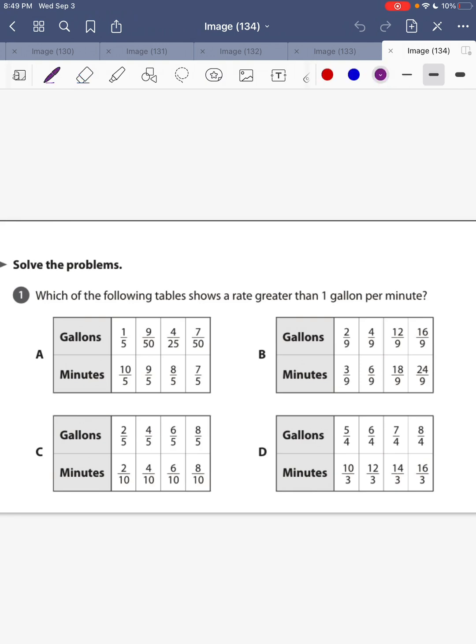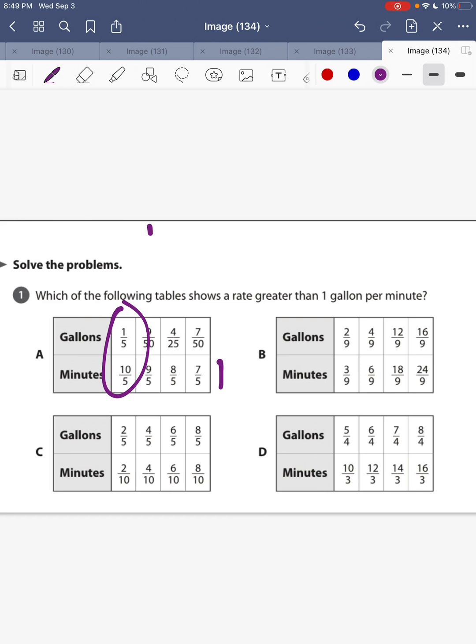Okay, it says, which of the following tables show a rate greater than 1 gallon per 1 minute? So we are trying to get the minutes to our unit rate of 1, and the gallons have to be more than a minute. Okay, so our gallon has to be more than a minute. Now, the crazy thing about this table is there's so many numbers, but do not freak out too much. They are all proportional, so that means that you can actually just pick one pair here, okay, and we can set that equal, get that to a unit rate of 1.